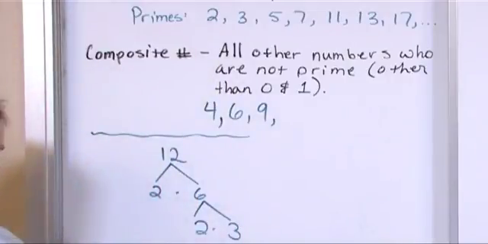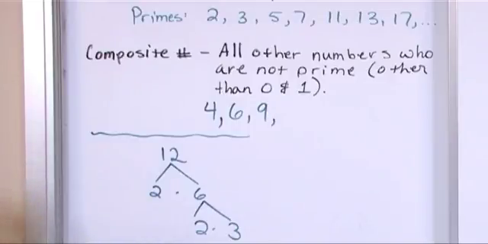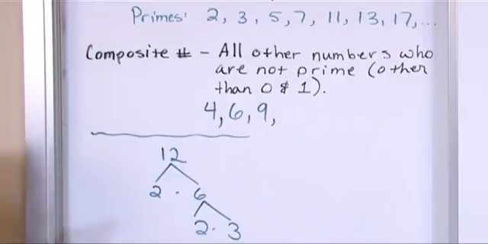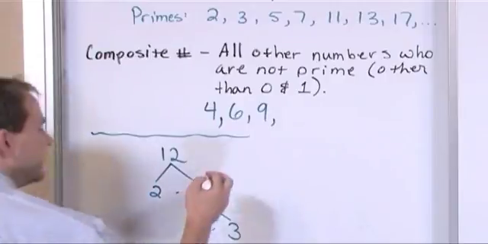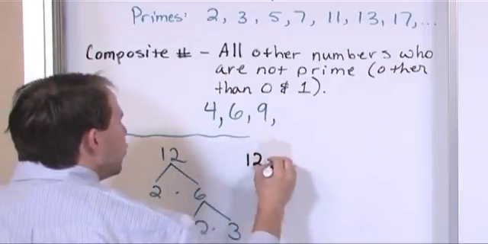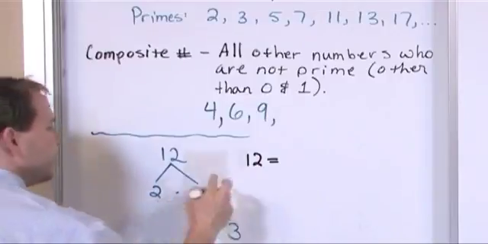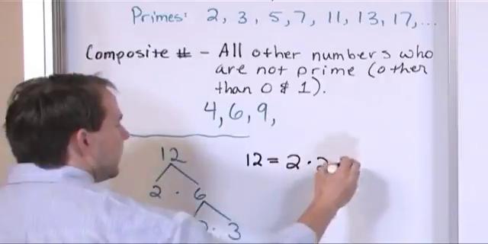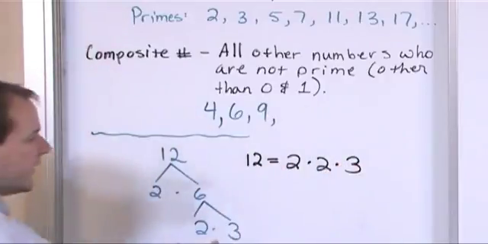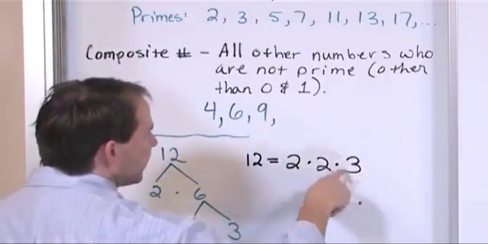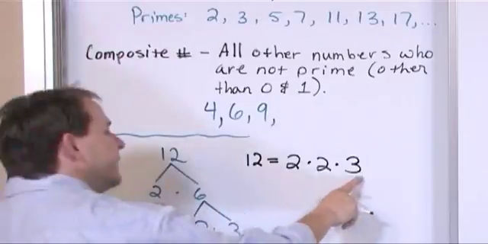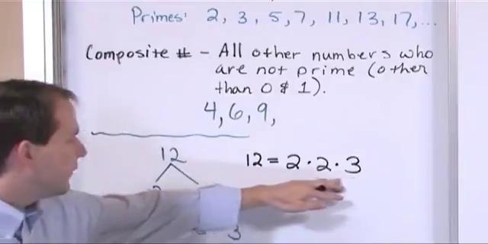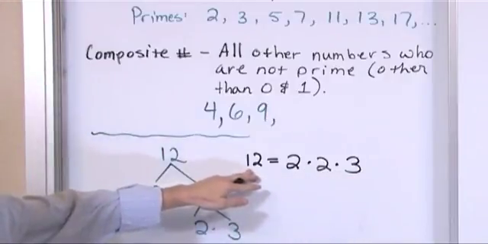So what we have found is that these numbers at the bottom of the tree are what we call the prime factors. So if we wanted to write it out, we could say that 12 can be written as 2 times 2 times 3. And think about it. Do it in your head. 2 times 2 is 4. 4 times 3 is 12. And every one of these numbers is a prime number. So these are the factors of 12 that are prime.